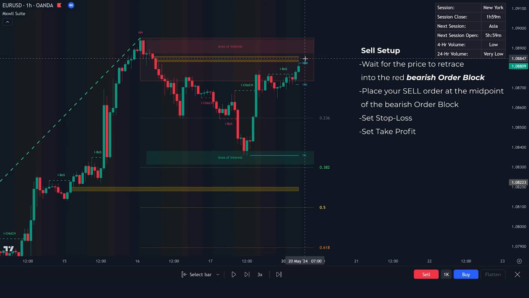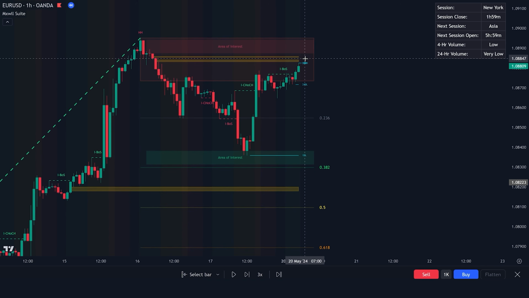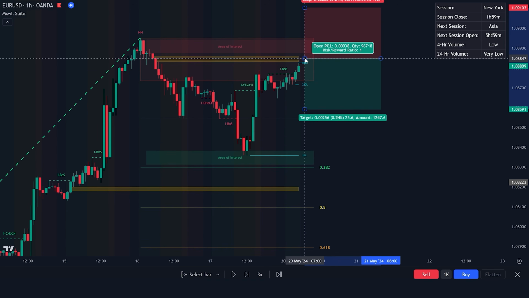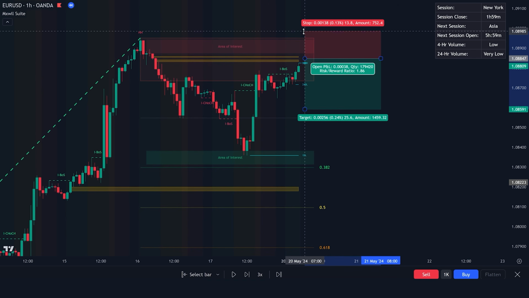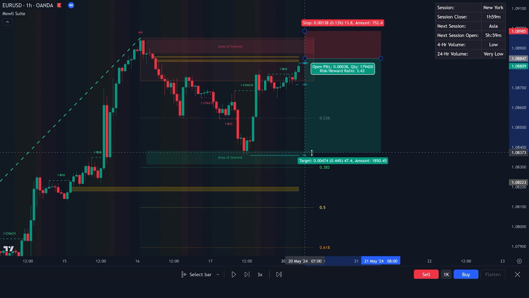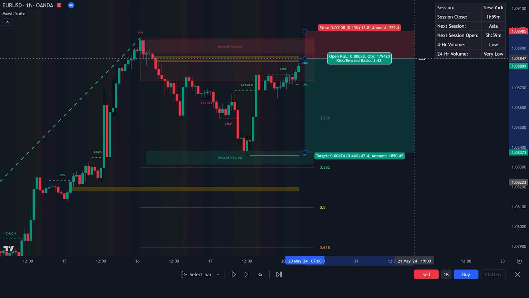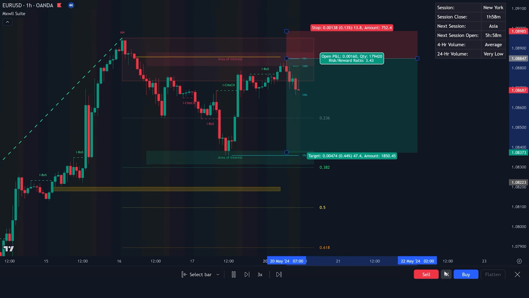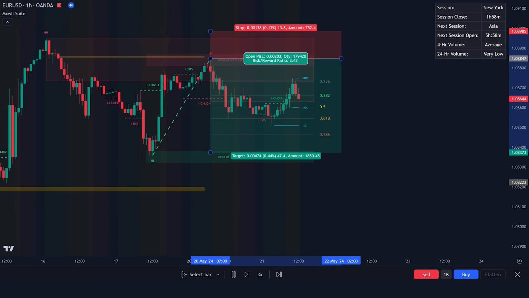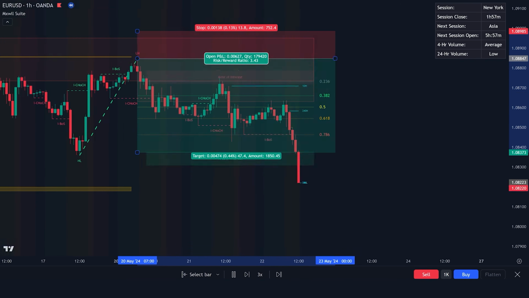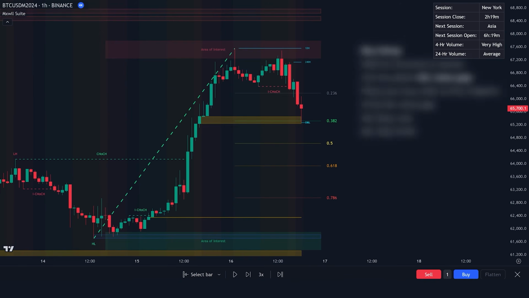For the best sell trade entry, wait for the price to retrace into the red bearish order block. Look to enter the trade at the midpoint of this block. Place your sell order at the midpoint of the red bearish order block once the price retraces into it. Place your stop loss just above the most recent swing high. Set your take profit based on a favorable risk-to-reward ratio, considering your risk tolerance and current market conditions. Here is the result. Buy entry scenario with fair value gap.